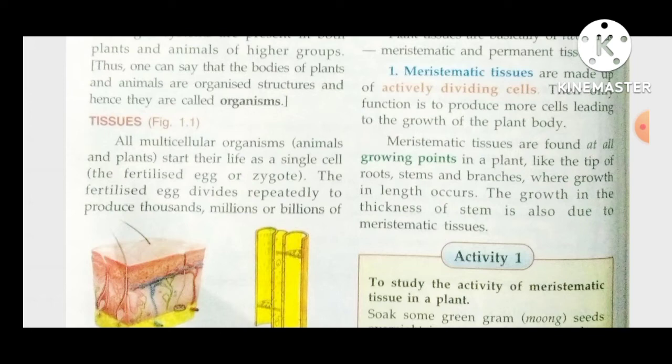We will study where the meristematic tissues are found: at all the growing points, meaning roots, stems, leaves, branches, etc.